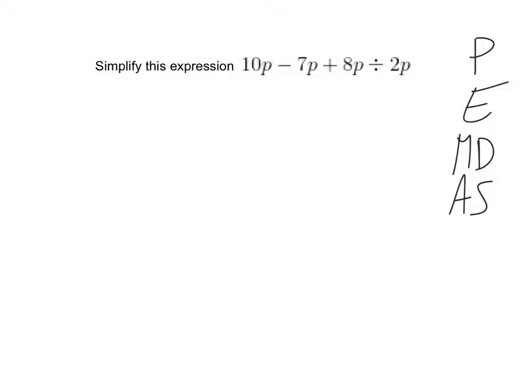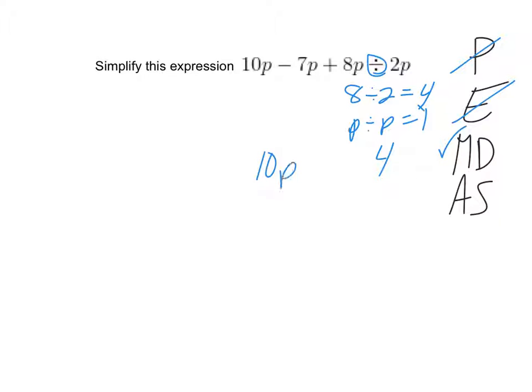Okay, so now we've got 10p minus 7p plus 8p divided by 2p. Again, following our order of operations, there aren't any parentheses, there aren't any exponents. We do have multiplication or division. We've got this division problem right here. So we do 8 divided by 2, which is 4. P divided by p, which is 1. Multiply those together and you get just 4. So my problem now is 10p minus 7p plus 4.